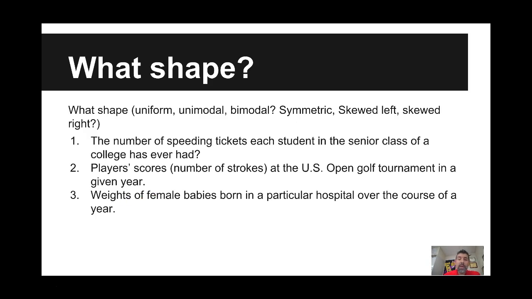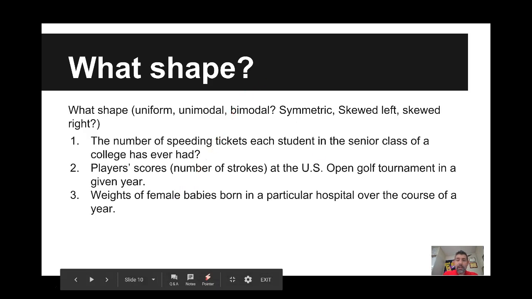Weights of female babies born in a particular hospital. So if we're looking at the weights of babies, most babies weigh about the same amount, same weight. Some babies, premature babies, are on the lighter end. Some babies, the big babies, are on the big end, and we've got most of them right in the center. So this is going to be unimodal and symmetric. I'm going to think it's going to look kind of like this, unimodal and symmetric, okay?